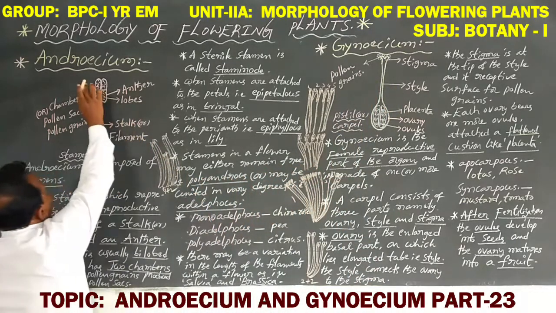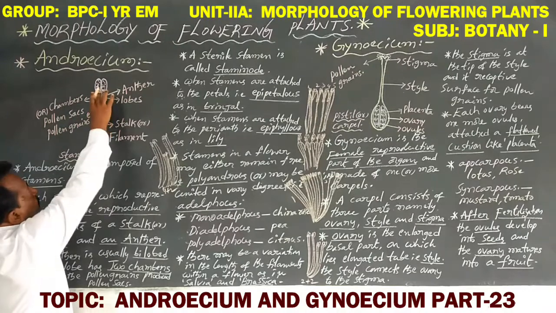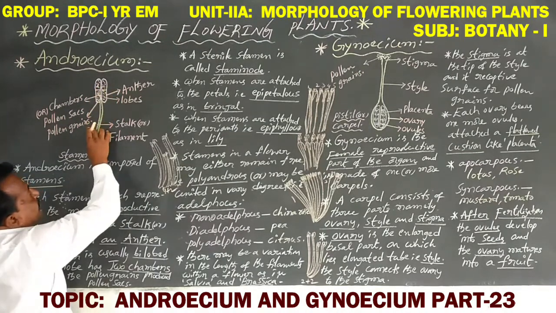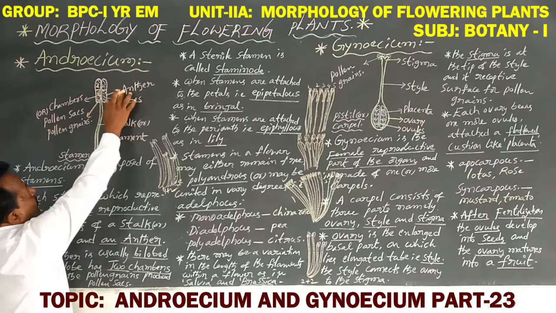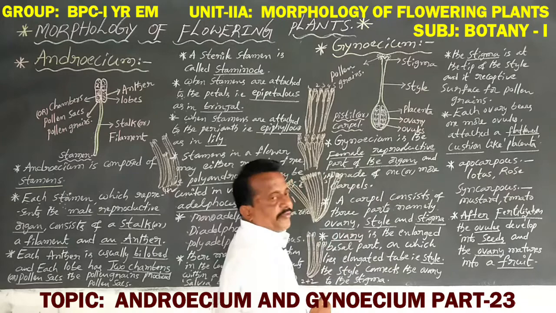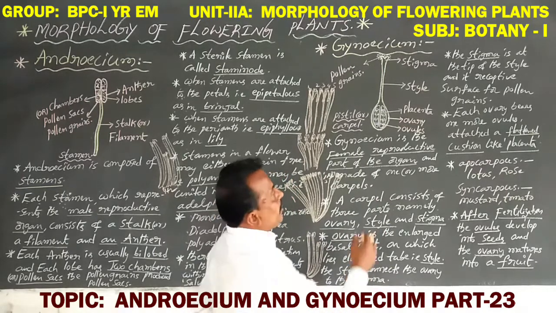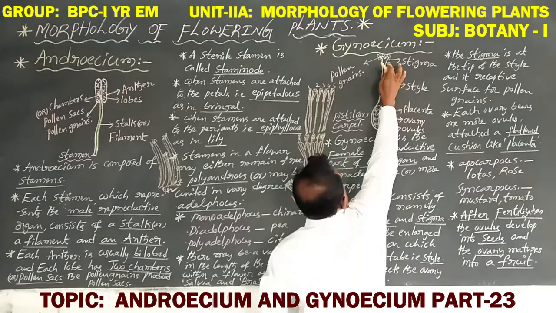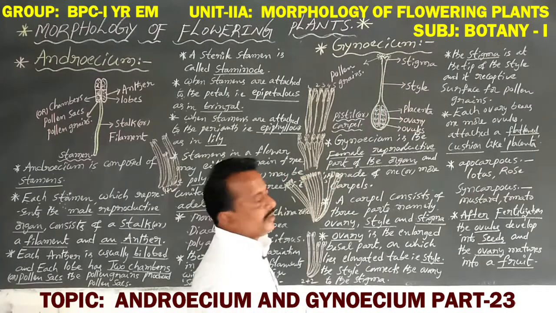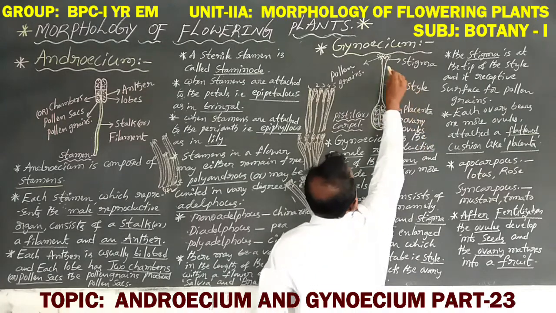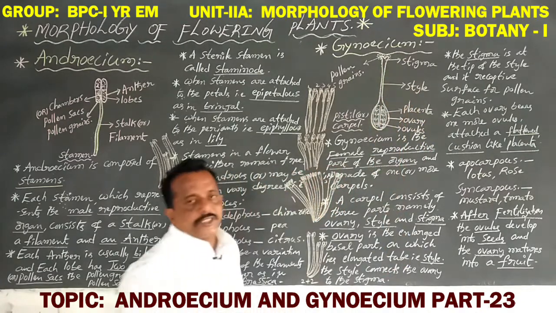But here the androecium or stamen consists of two parts. This is the first part and this is the second part. The first part is the stalk or filament, the second part is the anther. But the gynoecium or pistil or carpel consists of three parts. The first part is the ovary, the second part is the style, the third part is the stigma.